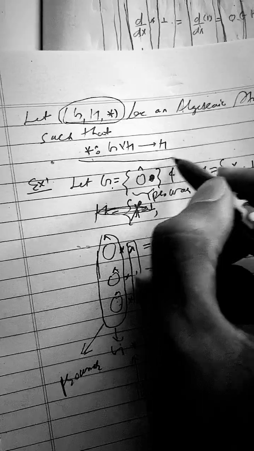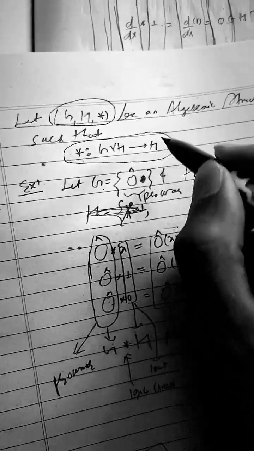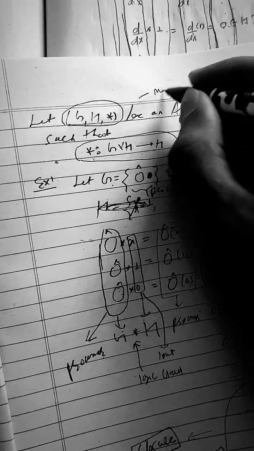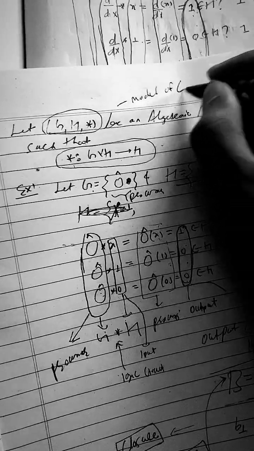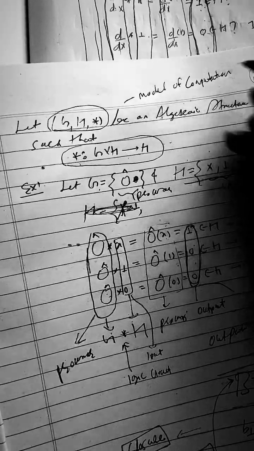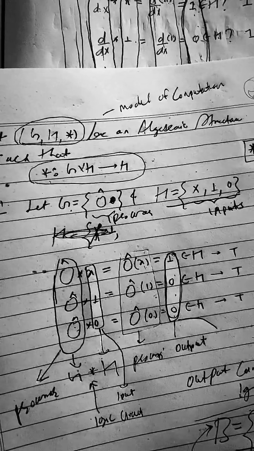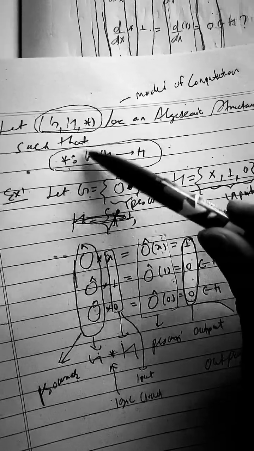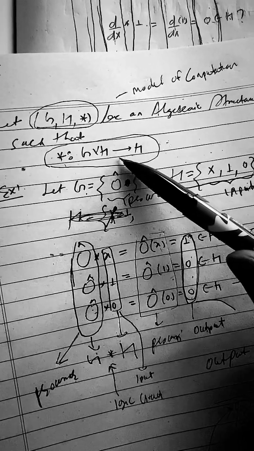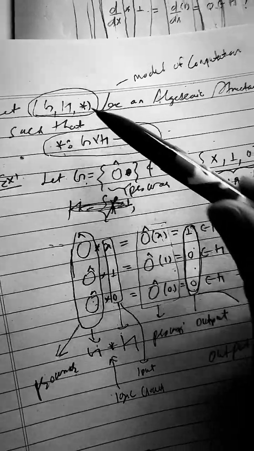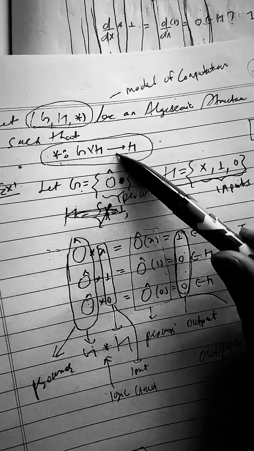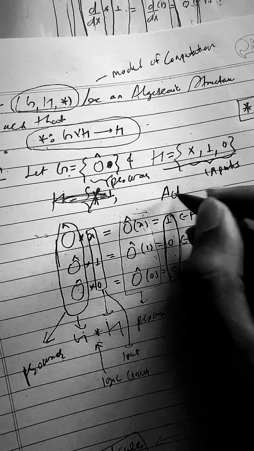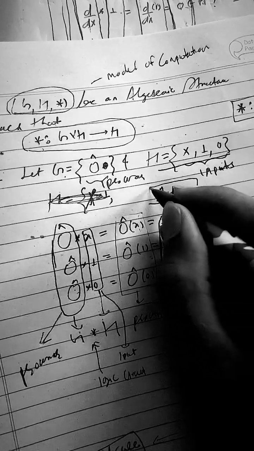And this structure with this definition is a model of computation. Any computing device should follow this structure, because this kind of structure is an action. We call it an action. It's an action going on.